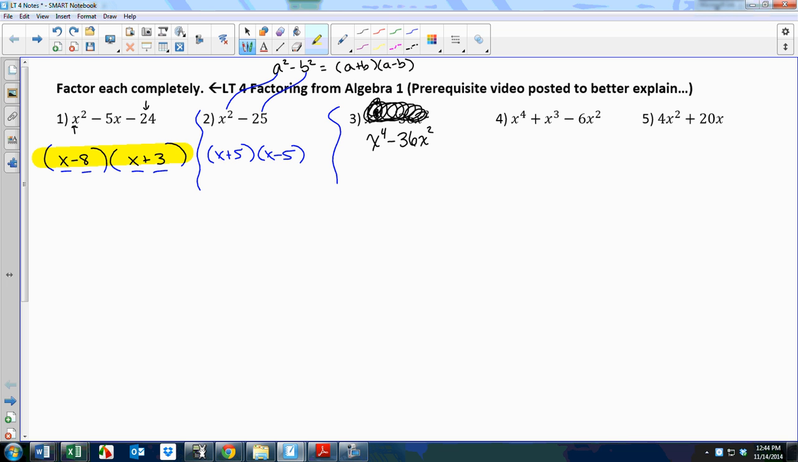Number 3, it does have a GCF. They share a factor of X squared. So I'm going to take X squared out of both of them, which looks like the distributive property, a distribution of a monomial. I distribute X squared backwards. So, yes?